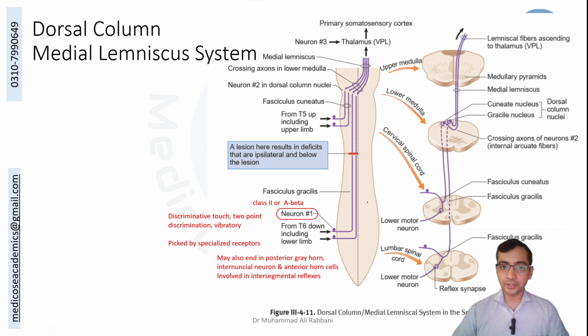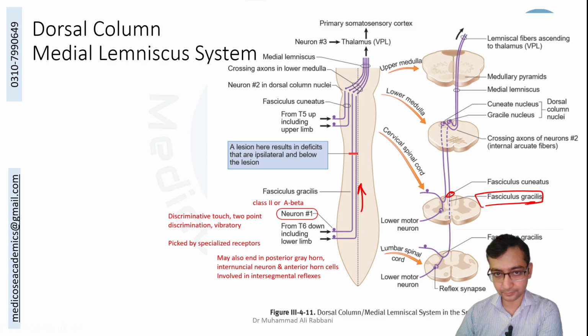Coming to the major ones that are going up, they go up as two bundles. The bundle that carries the signal from the lower limb is called fasciculus gracilis, and the bundle that carries the signal from the upper limb is called fasciculus cuneatus.